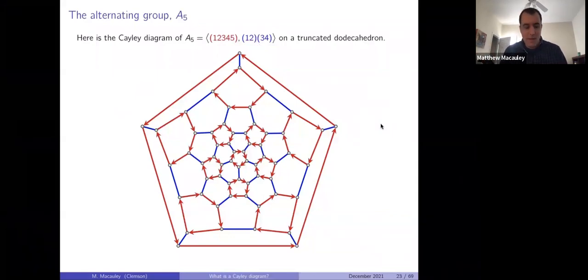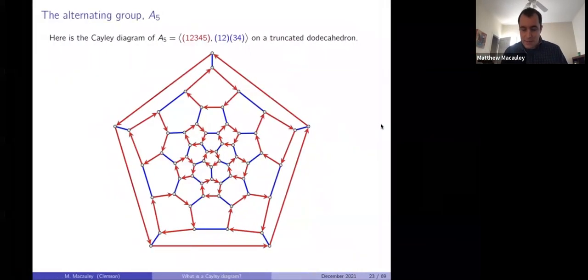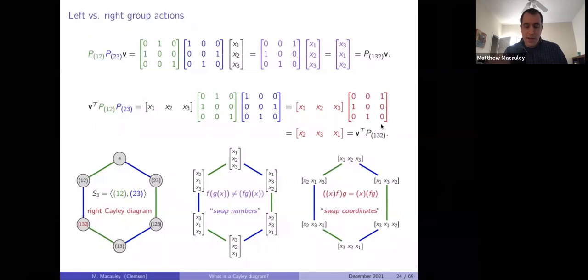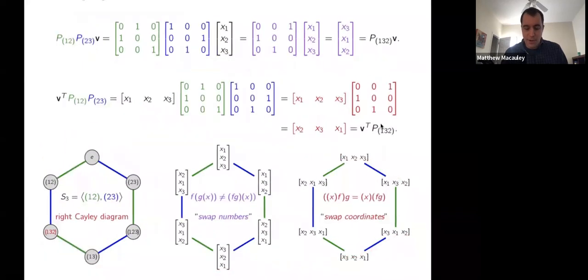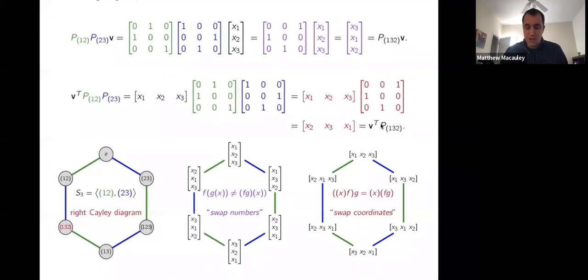So maybe we can, maybe be willing to share them later for anyone interested, or at least chat about them. So other things I do, I talk about left versus right group action. This is the Cayley diagram of the symmetric group, and I won't say too much about this. I'm just going to put this picture and have you look at it and think about it. And I'm happy to share these slides with anyone interested.